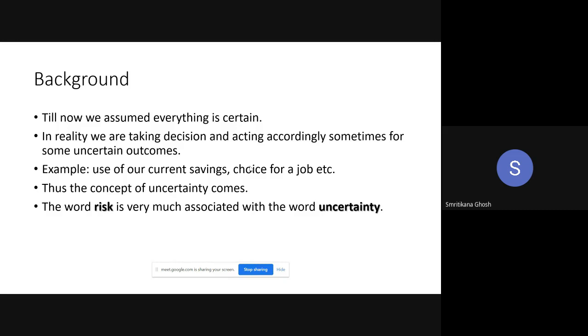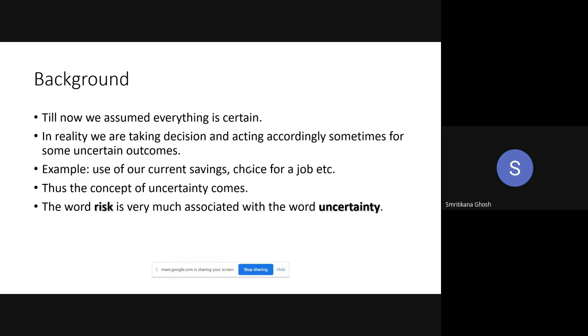Say you are saving for a purpose. Say you are thinking that after 5 years I'm going to purchase a Royal Enfield. But after 5 years, the situation may be like that, you have to spend your saving for some other purpose, right? So that event is also uncertain. So that uncertainty is there on your current savings.